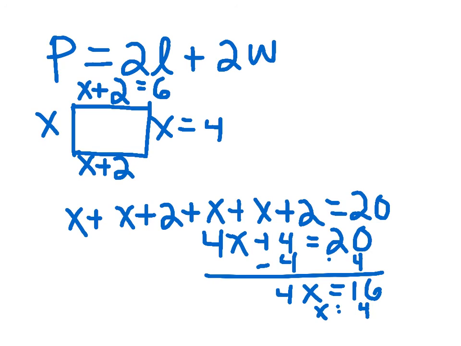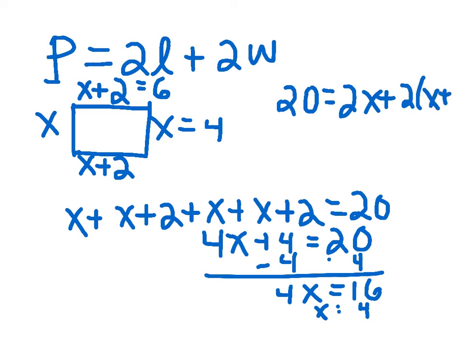Notice I could just use this formula and plug in my information. 20, the perimeter, equals 2 times the length plus 2 times the width. Whatever works best for you is just fine.